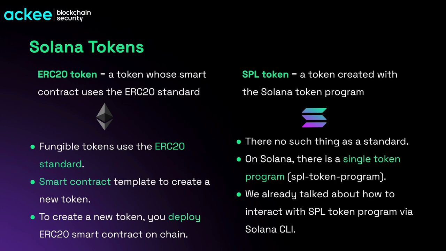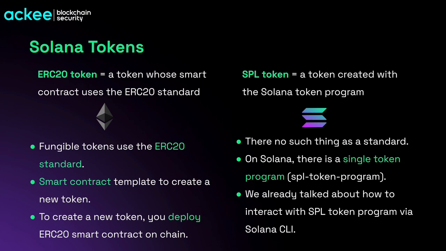So to briefly introduce Solana tokens compared to, for example, Ethereum tokens. On the Ethereum side, we have ERC20 tokens, and that is a token whose smart contract uses the ERC20 standard. All of the tokens on Ethereum, if you want to use the standardized functions, follow the ERC20 standard. If we want to create a token on Ethereum, we can use a smart contract template to create a new token. That means that every token on Ethereum is a separate smart contract. And to create a new token, we need to deploy an ERC20 smart contract on chain.